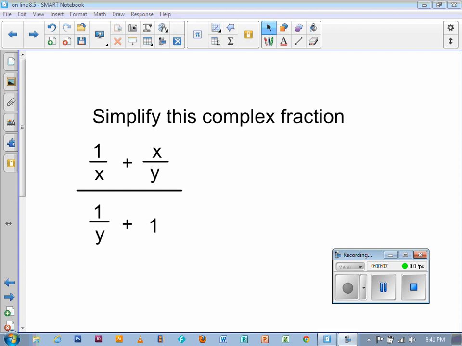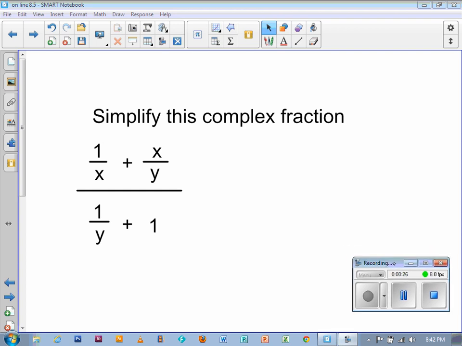This is your last video of Section 8.5, and it's on complex fractions. We're going to demonstrate how to simplify this complex fraction into a simpler form. In other words, I don't want as many fractions as I'm looking at. I see I've got 1, 2, 3, 4 fractions. I've got fractions all over the place. So what we're going to do is simplify.